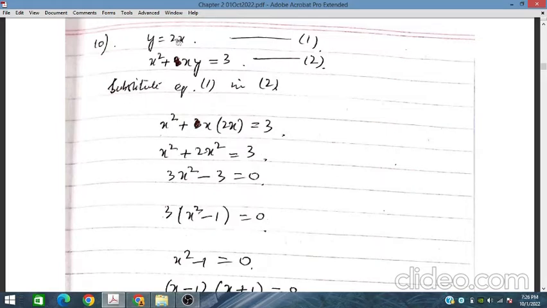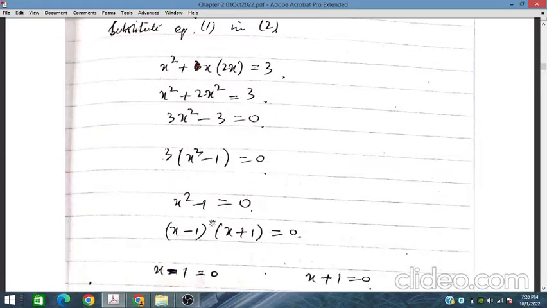Here we have y is equal to 2x and x square plus xy is equal to 3. So in place of y we can substitute 2x. So we have placed this 2x. So we have obtained 3x square is equal to 3. This 3 can be placed here. So by taking out the factor 3, x square minus 1 is here.